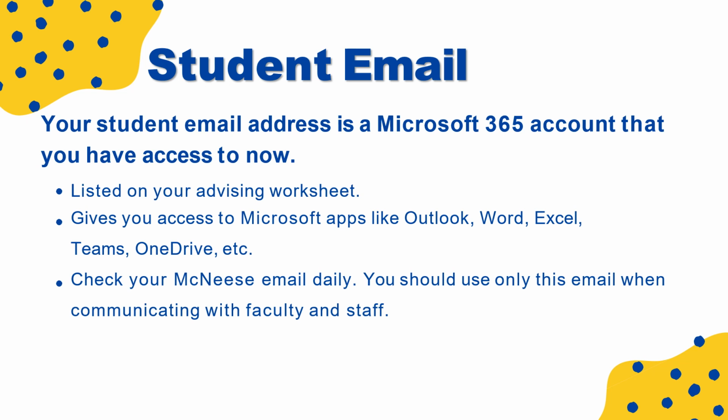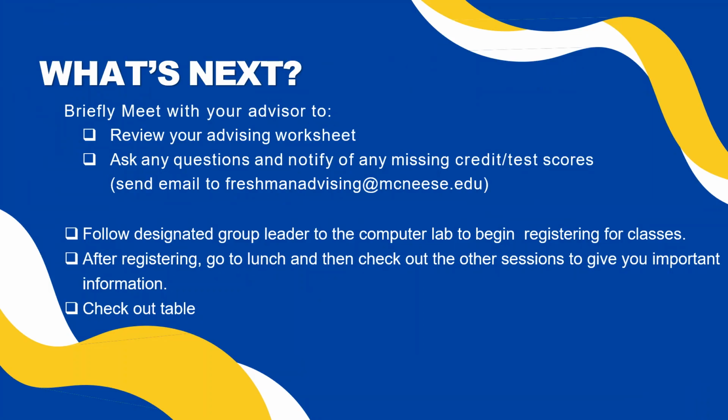So next, you'll briefly meet with your advisor to go over your advising worksheet, ask any questions, or notify them of any missing credit or test scores. You can email freshmanadvising@mcneese.edu with proof of those scores, and we can give you some suggestions on how to change or adjust your schedule. But be aware, there are alternate courses listed, so should you have credit for something, we advise you to pick one of the alternate courses.